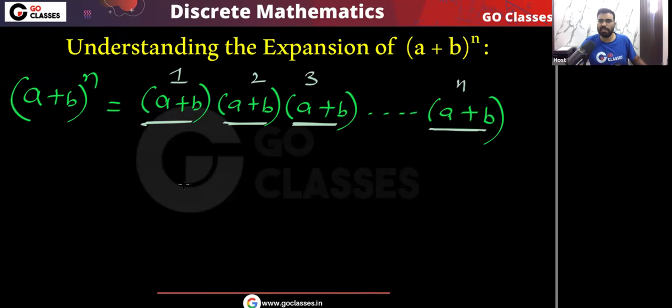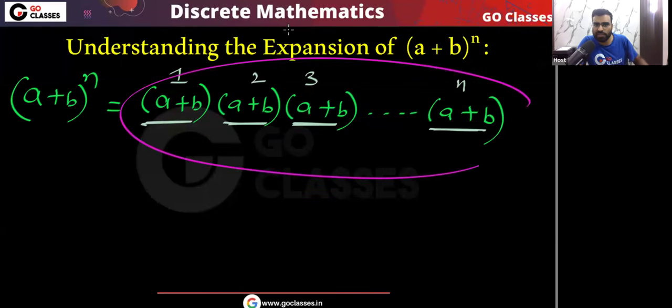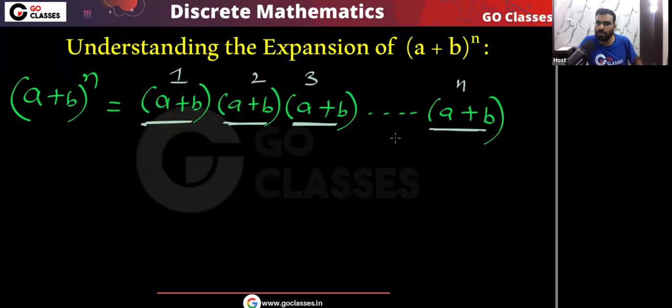Now if you multiply these (a + b), (a + b), (a + b), what will you get? From some of them you will get a, and from the remaining you will get b. Basically every factor can give you either a or b. So when you multiply all of them, some of these factors will give you a, and the remaining will give you b. So how many total a's and b's will you get? The total number of a's plus b's will be equal to n.